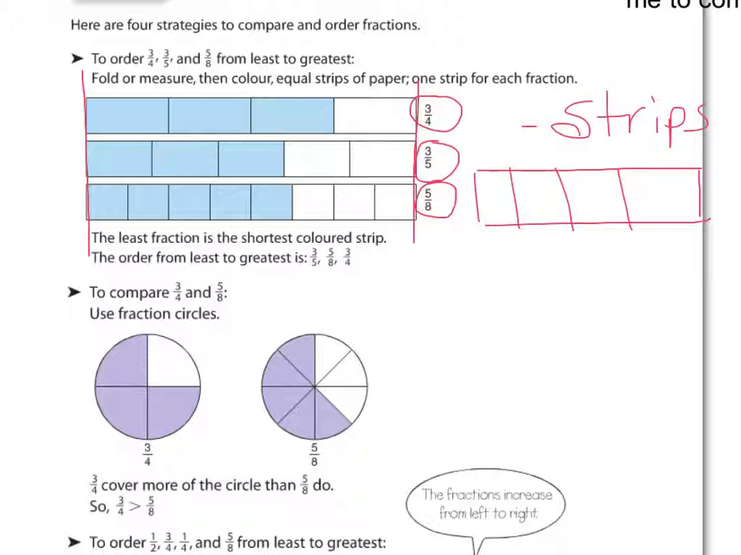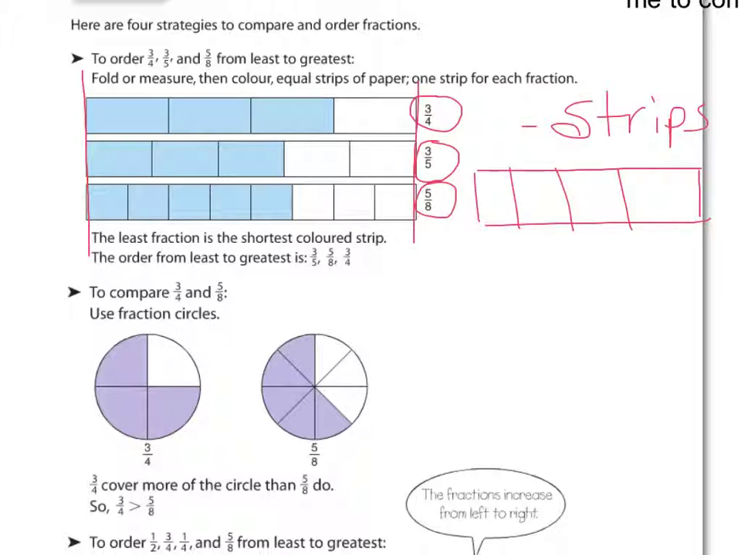All of the strips are the same length. They have them in equal divided parts. And here 3/4, so we take our fourths and we color in 3 of them. And here we take our fifths and we color in 3 of them. And here we take 5/8 and we color in 5 of them, sorry.